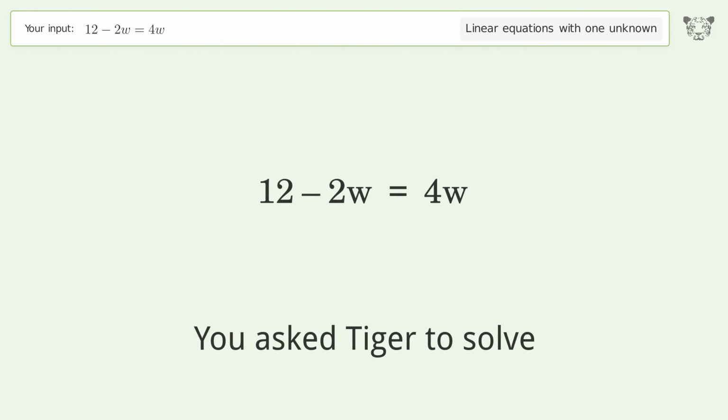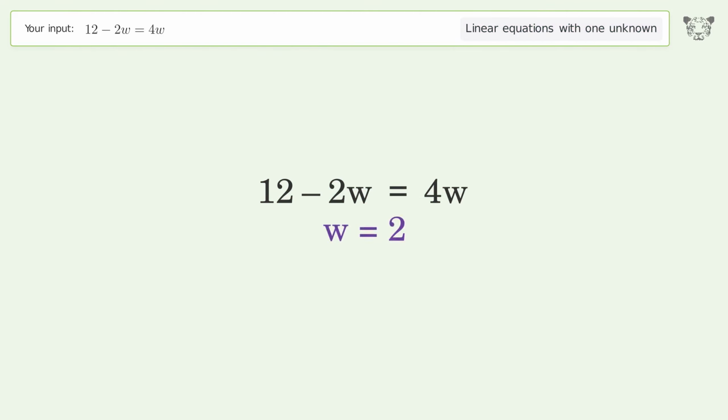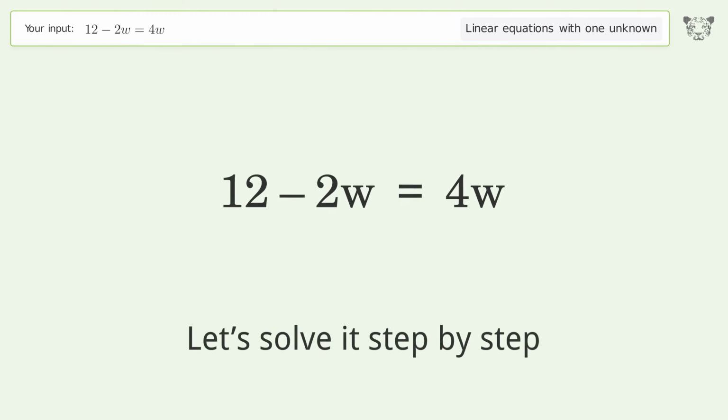You ask Tiger to solve. This deals with linear equations with one unknown. The final result is W equals 2. Let's solve it step by step.